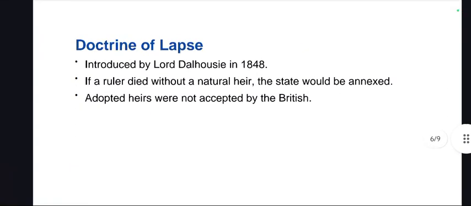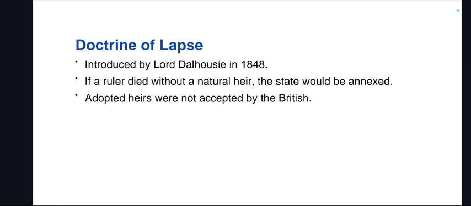Then after this we have the doctrine of lapse. One more interesting policy, because they introduced this policy all over India. It was introduced by Lord Dalhousie in the year 1848. If a ruler died without a male child or a natural heir, the state would be annexed. Means if the king had no male child to come to the throne, then that entire kingdom automatically belonged to the British. This is the doctrine of lapse.